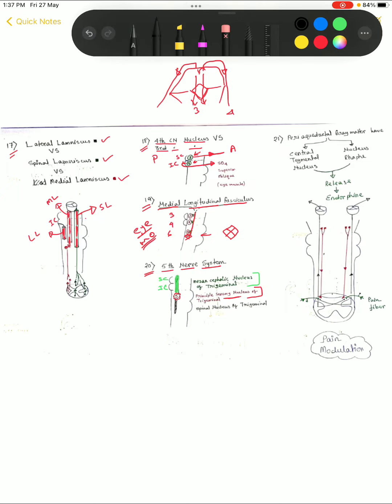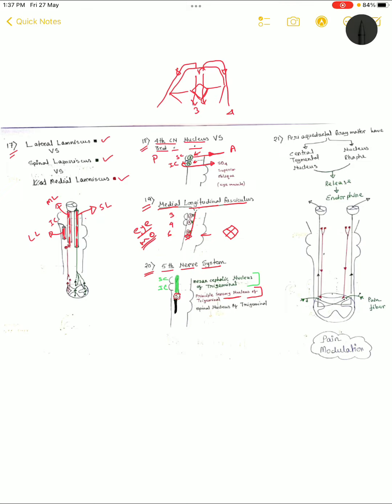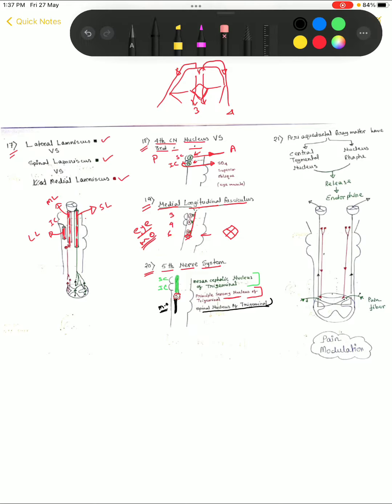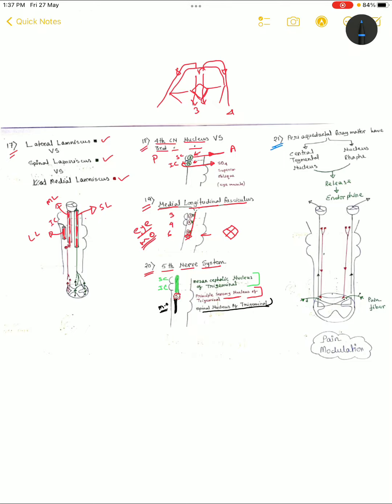Claro? And it has another part which is going downward like this, and this is known as what? Spinal nucleus of trigeminal, which can be seen at the level of medulla oblongata. This is an important thing, at which level you are going to find what. Now come to slide 21.